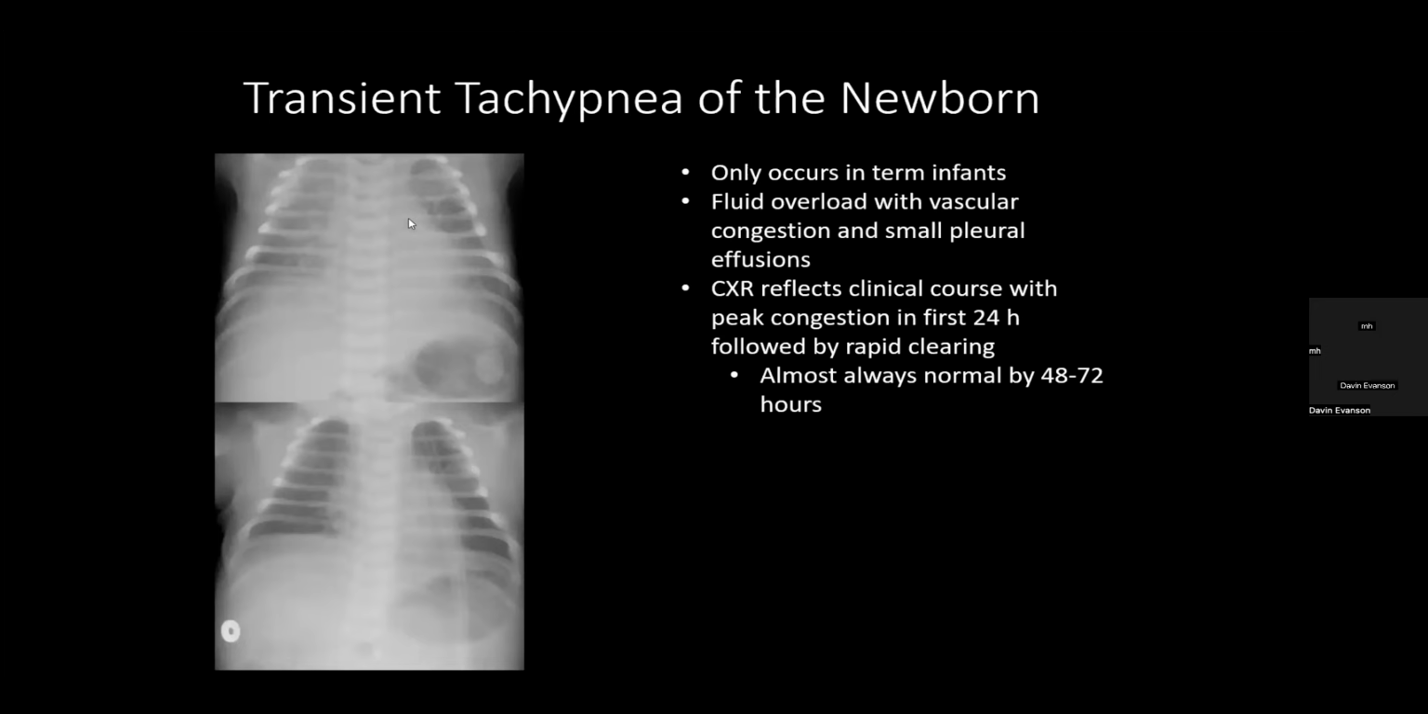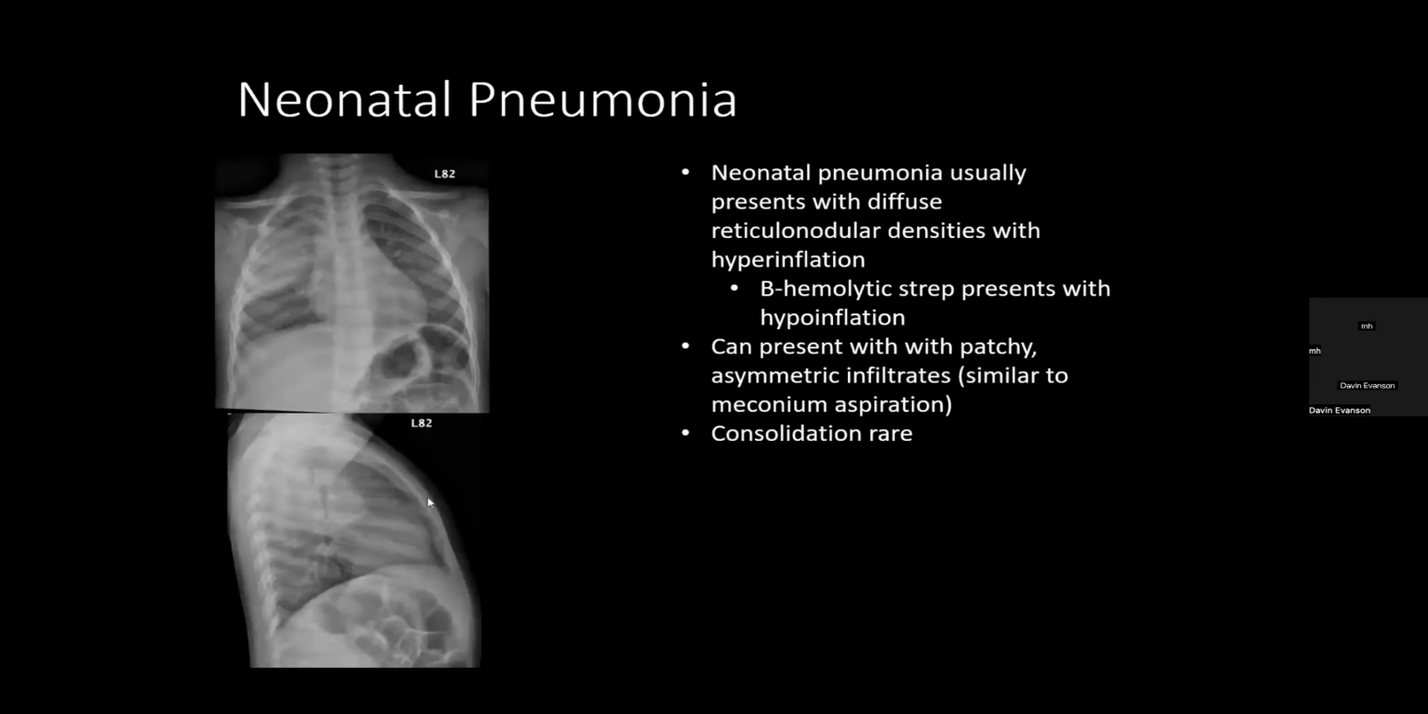Transient tachypnea of the newborn. So see this often in babies that were born C-section, didn't get squeezed out. There's a little bit extra fluid in the lungs, looks sort of like CHF. 24 hours later, normal radiograph. So history is helpful there.